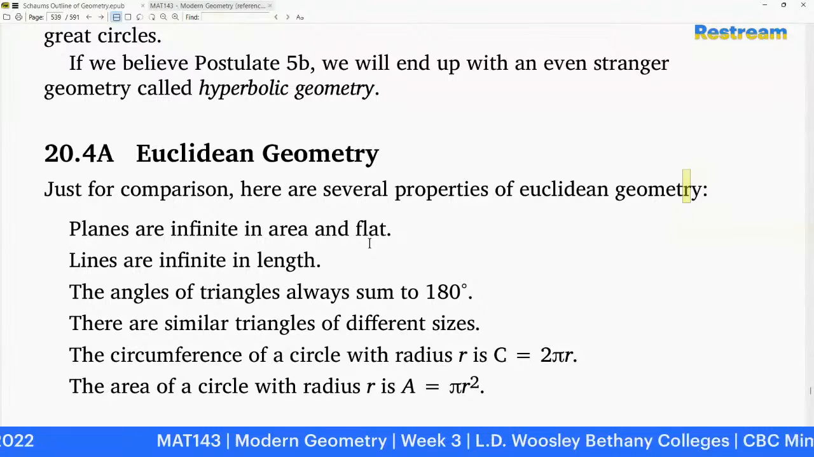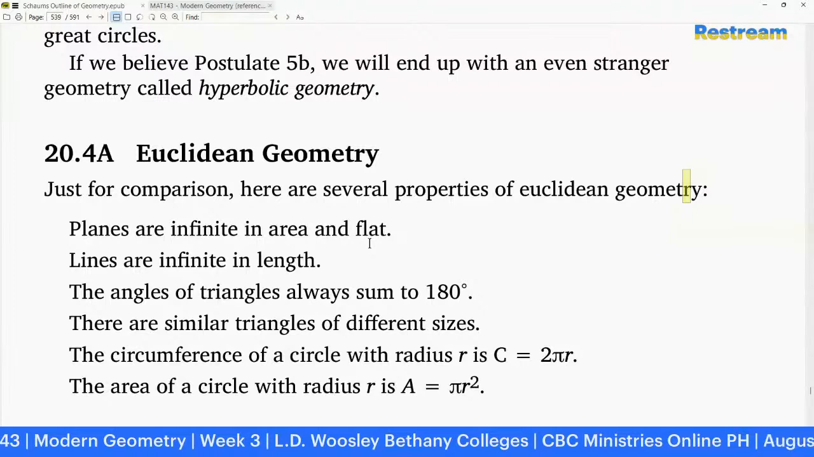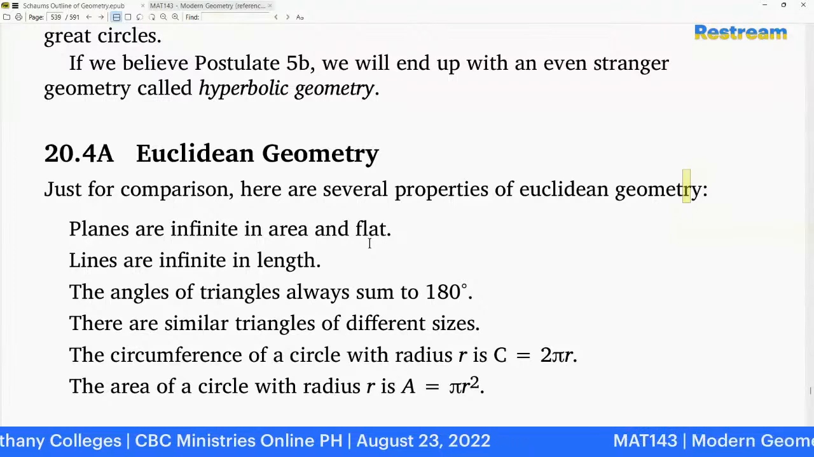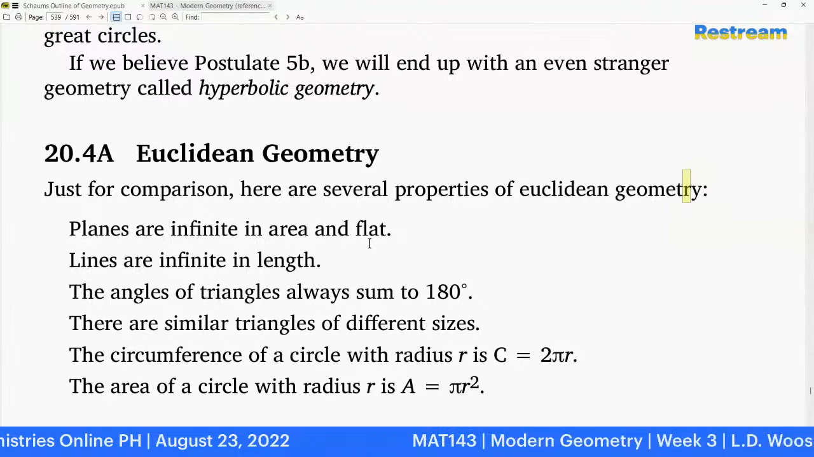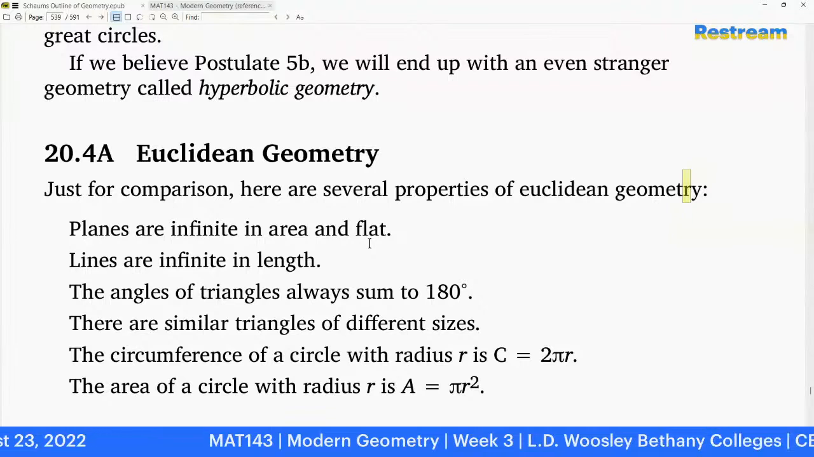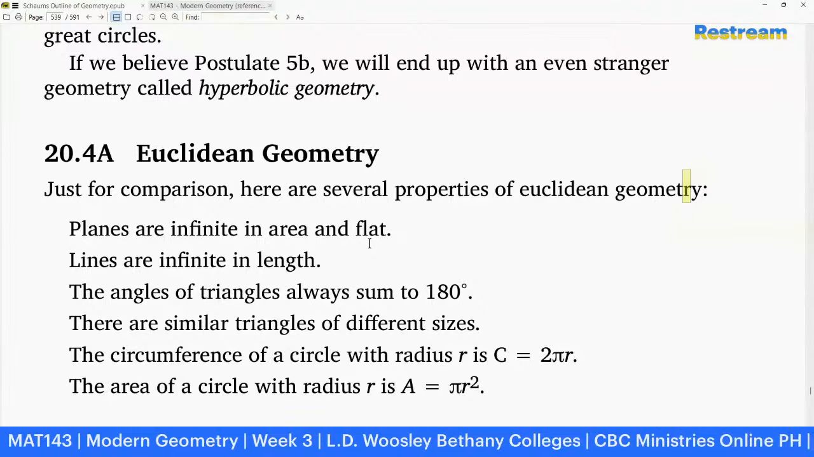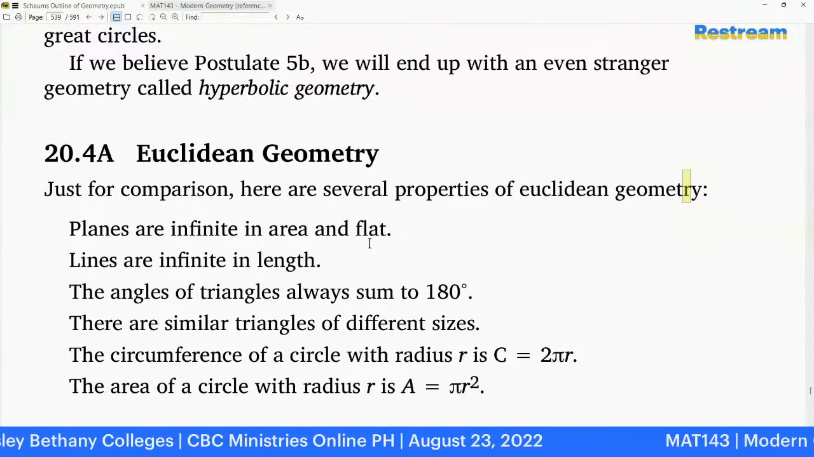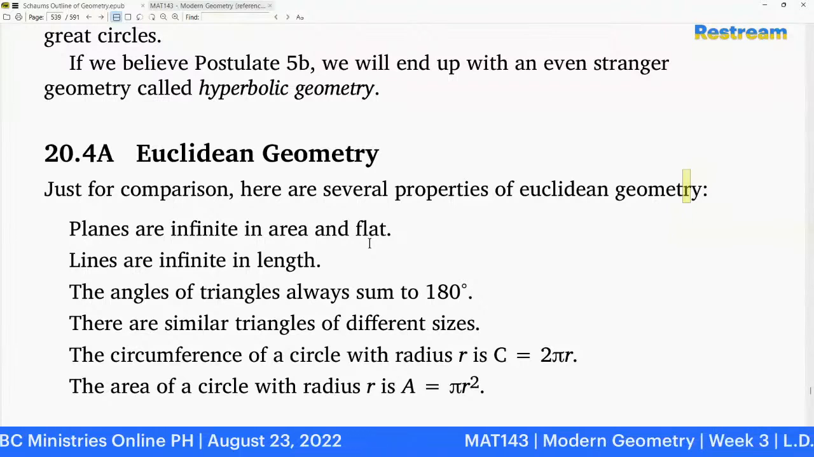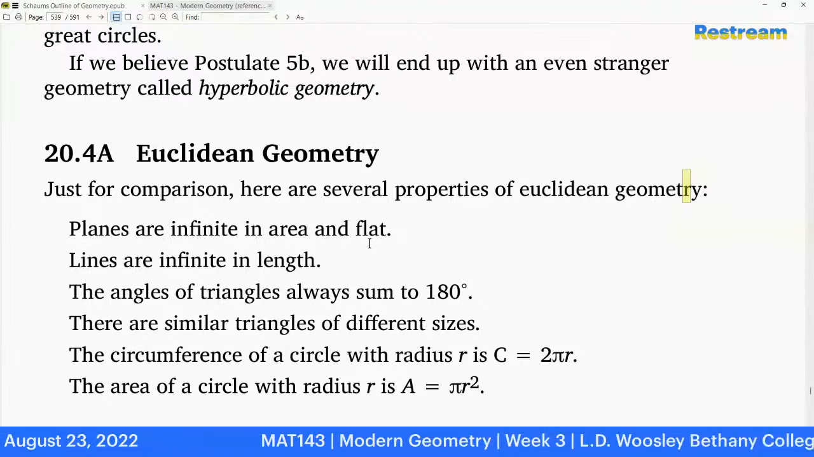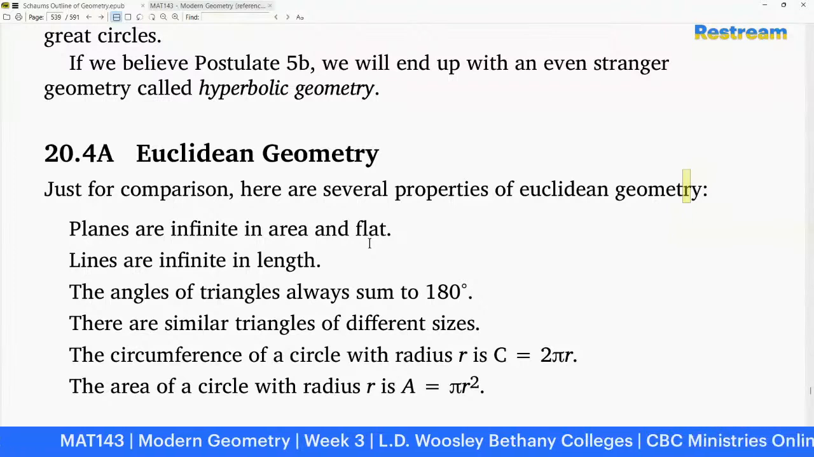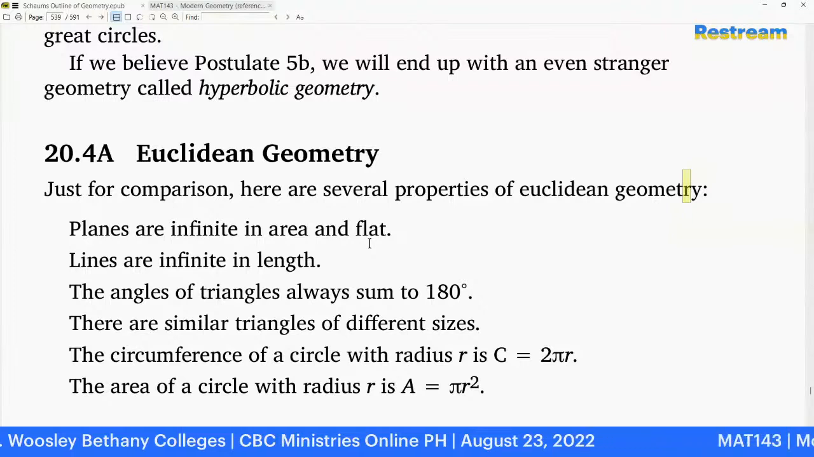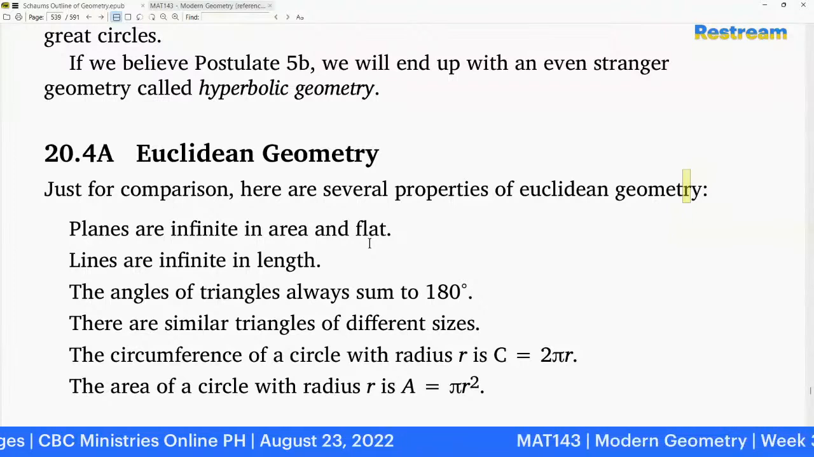So that's how we described it. Kasi pag one dimension lang, isa lang siya, either left or right or front or back. But for a two-dimension plane, it could be extended left and right and front and rear or back. So that's why it's infinite. Lines are infinite in length because they can be expanded indefinitely. You could extend a line segment or line indefinitely. Now, another definition based on Euclidean: all the angles of a triangle always sum to 180 degrees. That's the summation of the interior angles of a triangle. It will always be equivalent to 180 degrees.